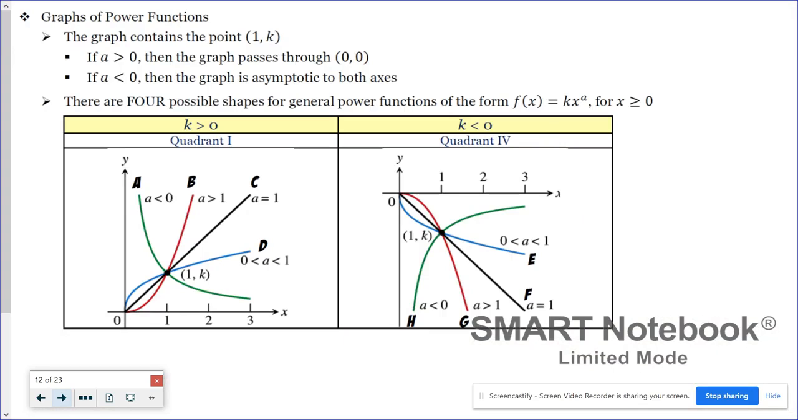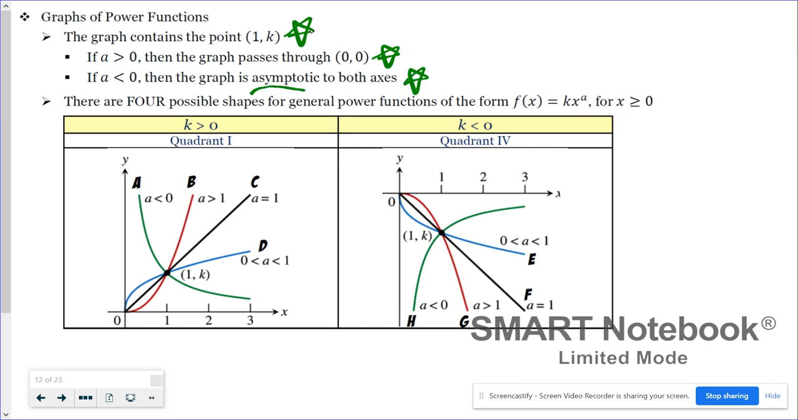All power functions contain the point (1, k). That was that common point they were all passing through. If a is greater than 0, then the graph passes through (0, 0). And if a is less than 0, then it's asymptotic to both axes.